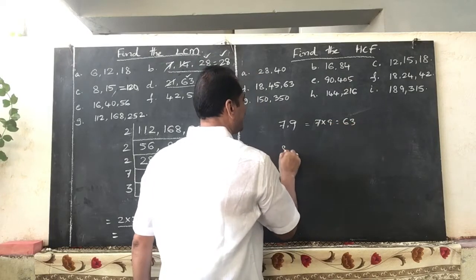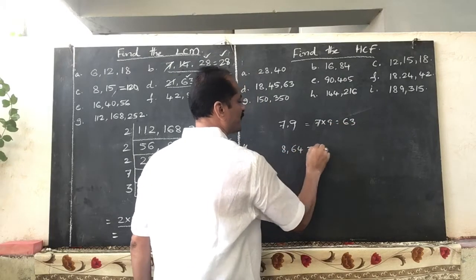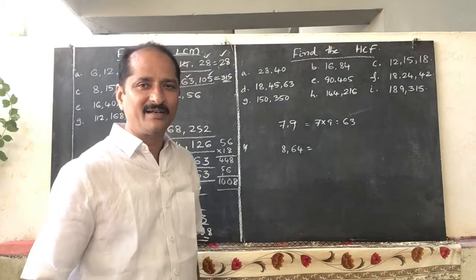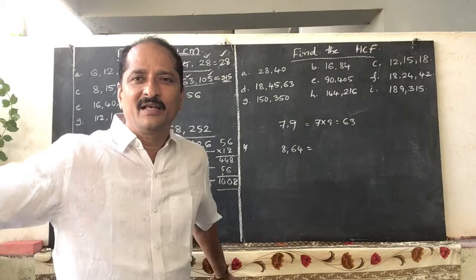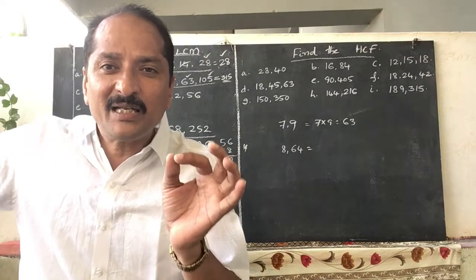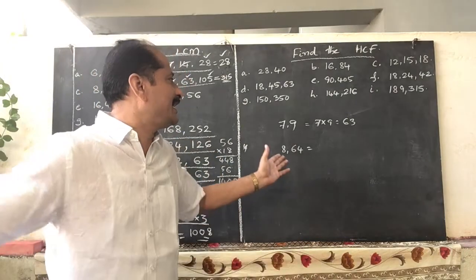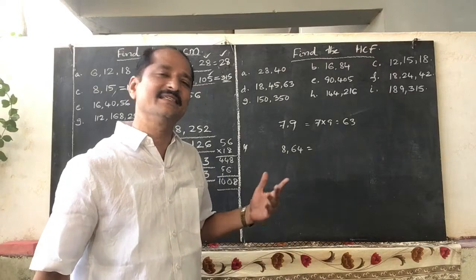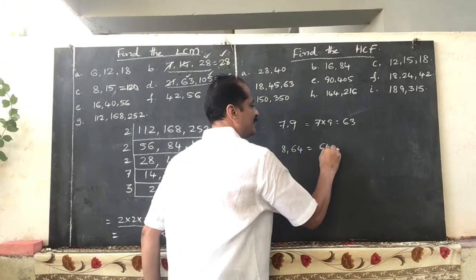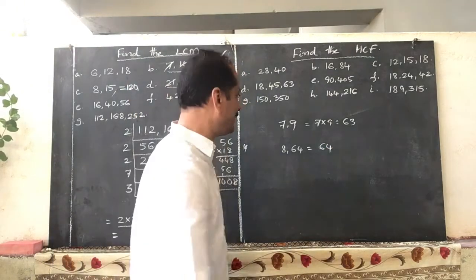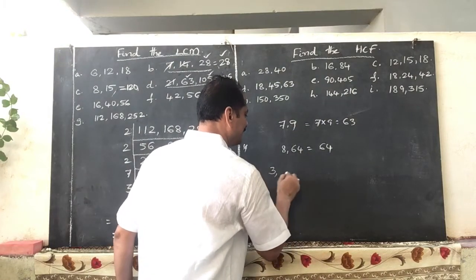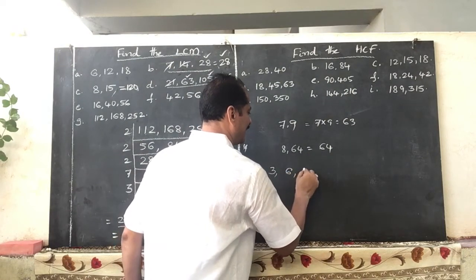So 8 and 64, observe carefully. Use the third property. What is the third property? If the greatest number is a multiple of the smaller number, the LCM will be the greatest number. So the LCM of 8 and 64 is 64 itself. No need to find out. Okay, understand? And 3, 6 and 24.